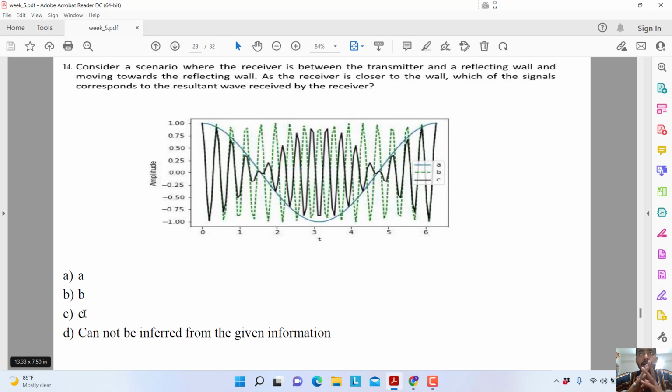So the right answer to this question is the C part. The blue one. So the answer is the C part.